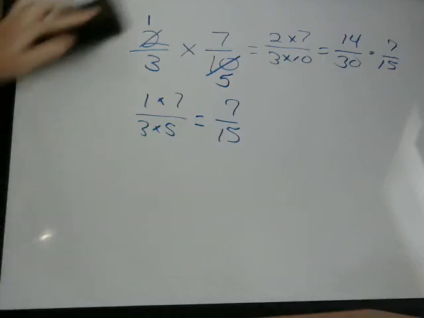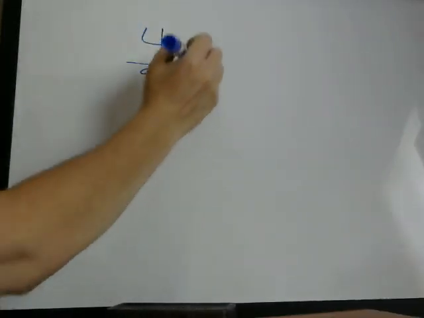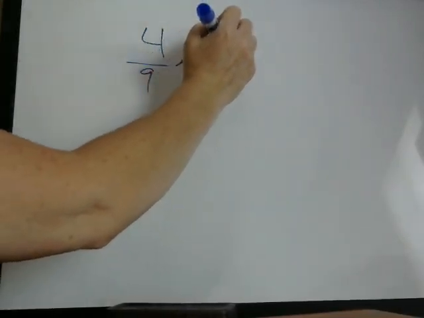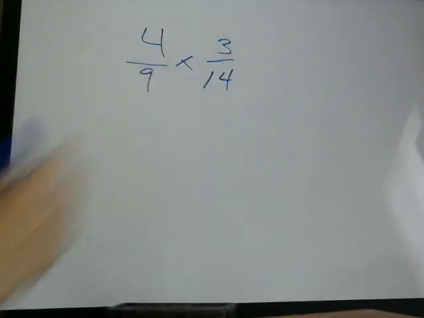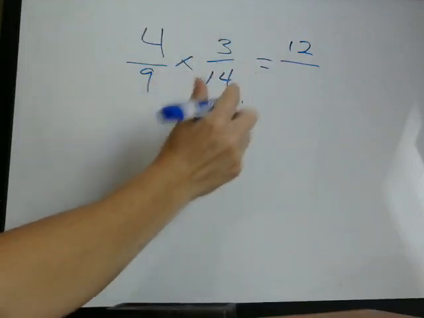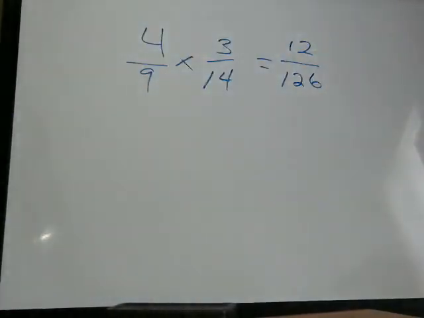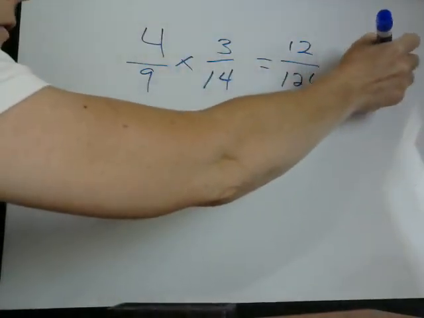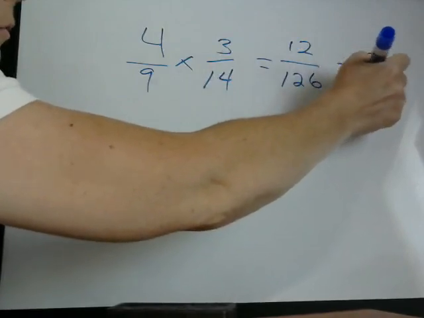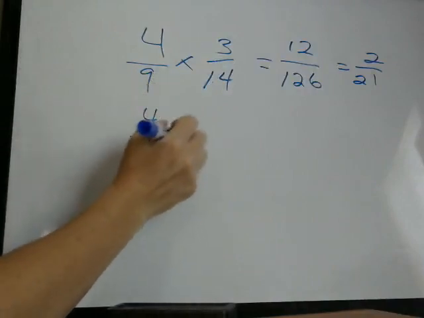Let's do another example. If we have 4/9 times 3/14. So again, we can do it straight across. 4 times 3 is 12. 9 times 14 is 126. And then we can see that both of those can be divided by 6. So we end up with 2/21.